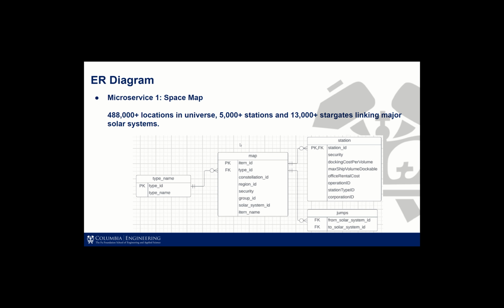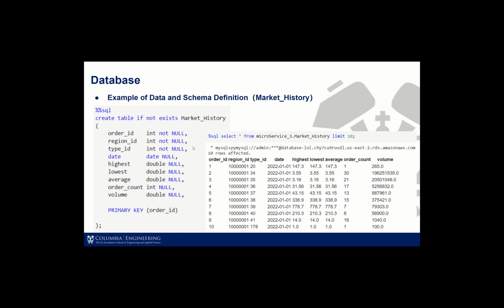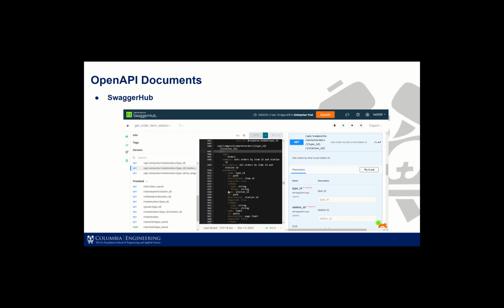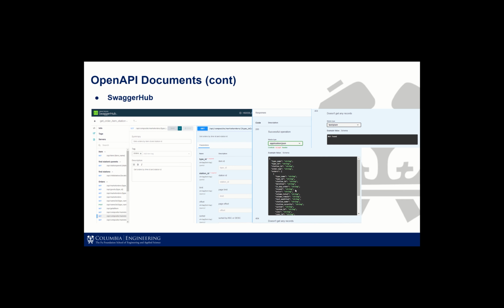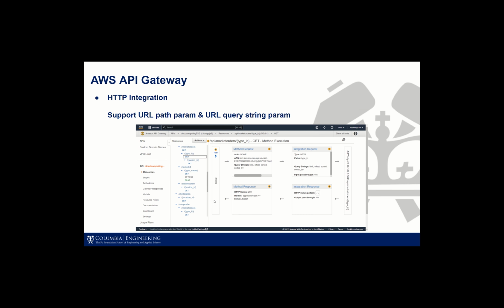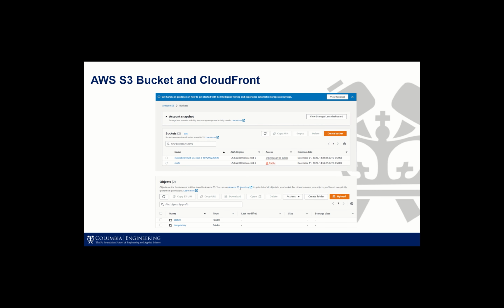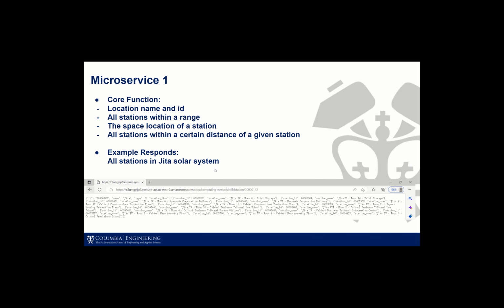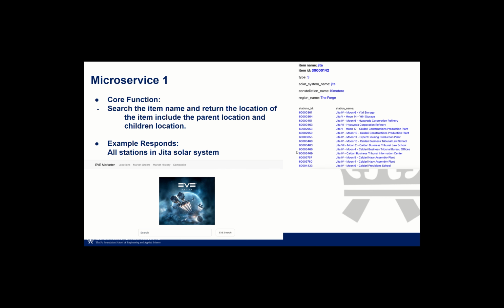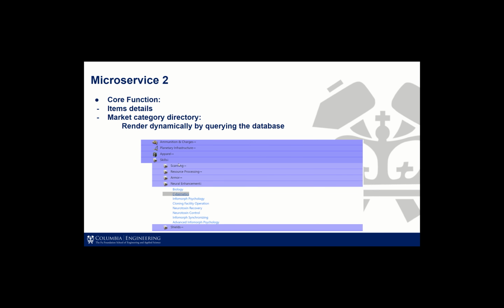Here are ER diagrams. This is an example from our database, and you can see how we define our schema and the data example. We use SwaggerHub for documents. You can check out the APIs and the responses. We also use API Gateway. We set a lot of parameters here. This is the example for the S3 bucket and CloudFront. This is an example for microservice 1, the front end, and for microservice 2.